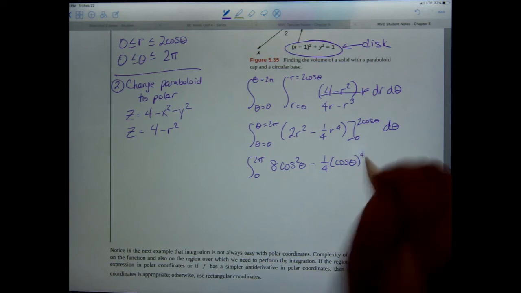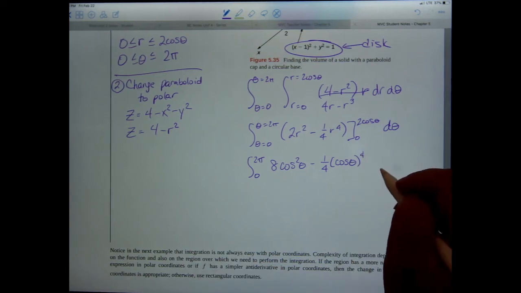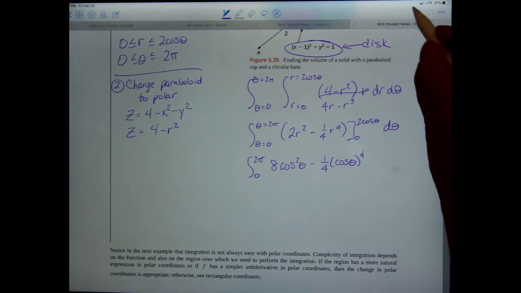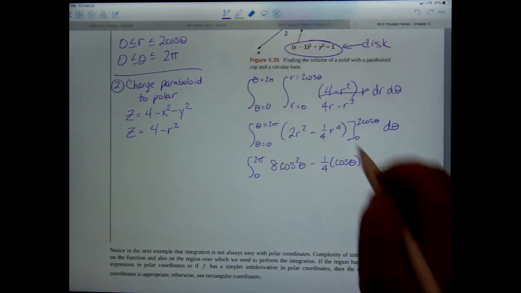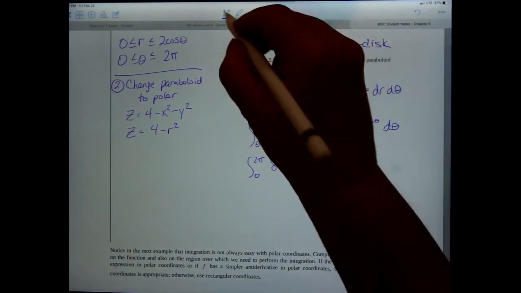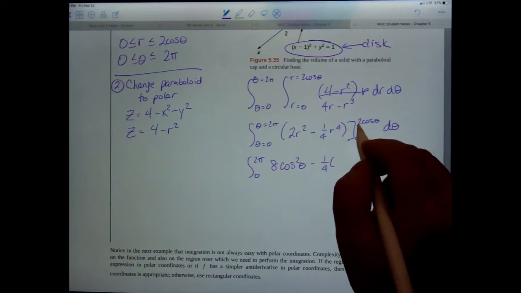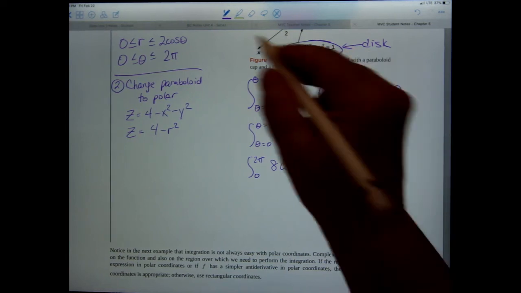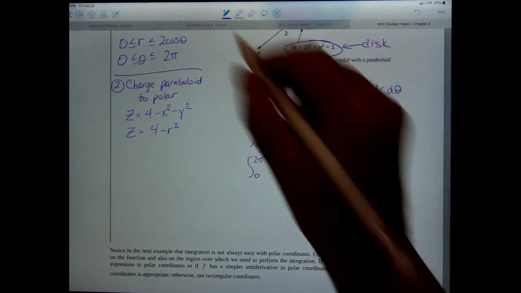Did you follow all that? I messed up. This is supposed to be a 4, not an 8. I forgot the 2 when I plugged in the cosine the second time. So this is not right. I'm supposed to be plugging in 2 cosine theta to the 4th. What is 2 to the 4th? 16 times the 1/4, so it's really 4 cosine to the 4th theta. There we go.